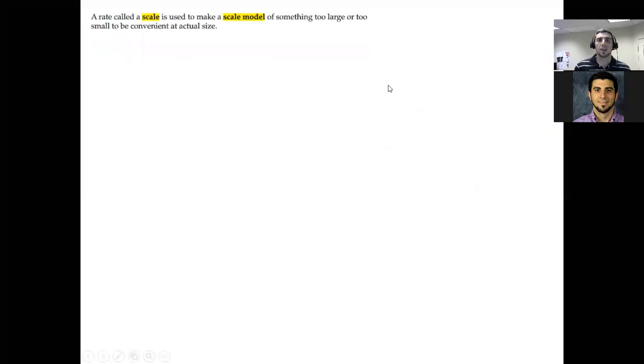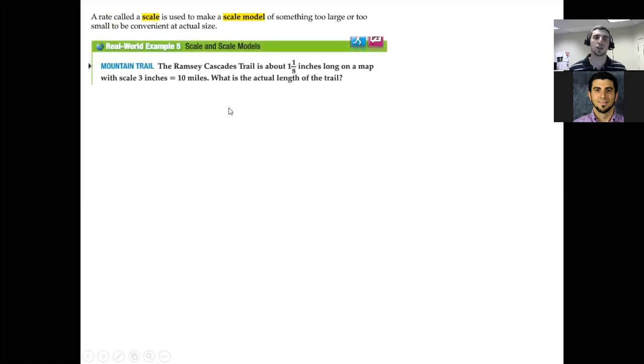All right, a rate called a scale is used to make a scale model of something too large or too small to be convenient at actual size. So when they're making models of cars or models of buildings or bridges, oftentimes they use a scale model, which is a smaller one that they can fit in the office so that they can look at what it should look like in real life without actually having to build the whole entire thing, because you can't carry that around.